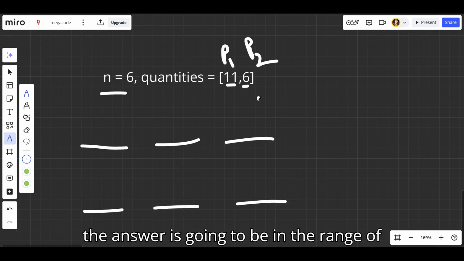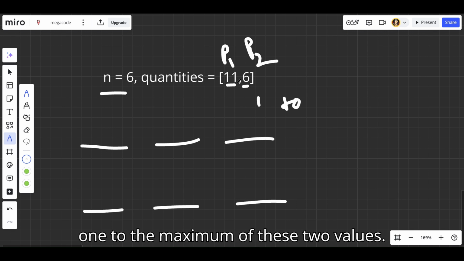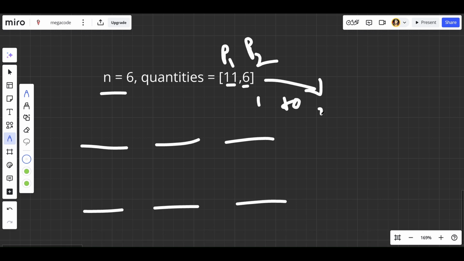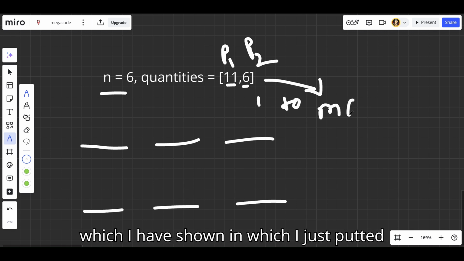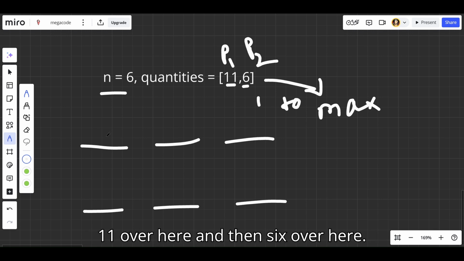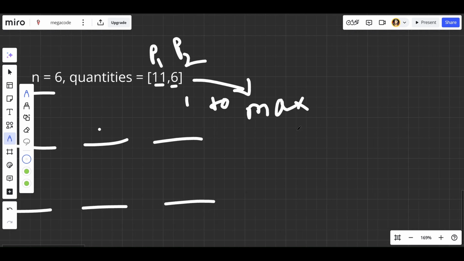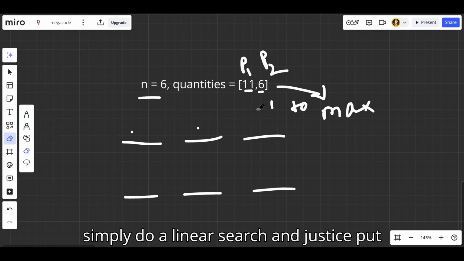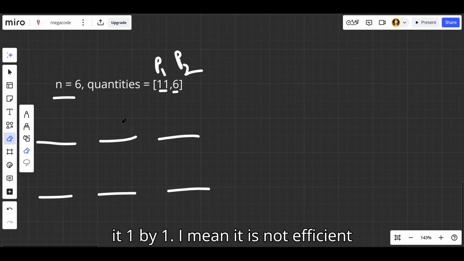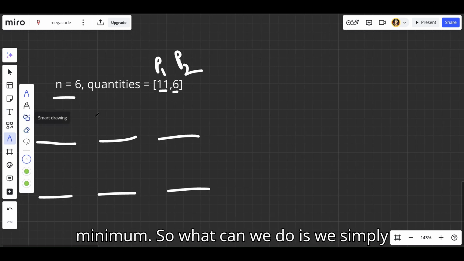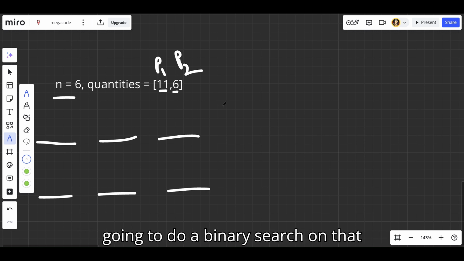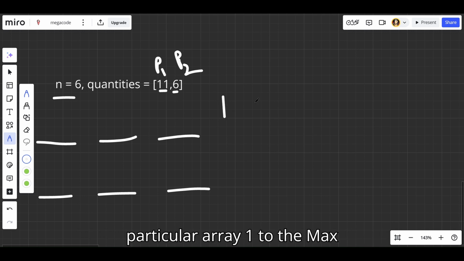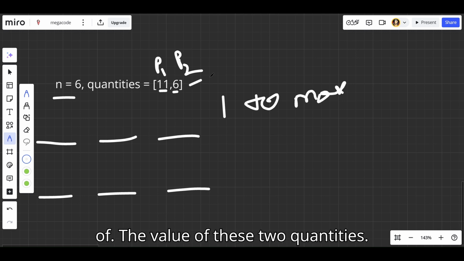So let's move on. How can we do this? The answer is going to be in the range of 1 to the maximum of these two values, as you have seen in the previous example, in which I put 11 over here and then 6 over here. So the answer lies in this range. You must be thinking, yeah, sir, we can simply do a linear search and try them one by one. That is not efficient, because we need to find the minimum. So what we can do is a binary search on the range 1 to the max of the quantities.